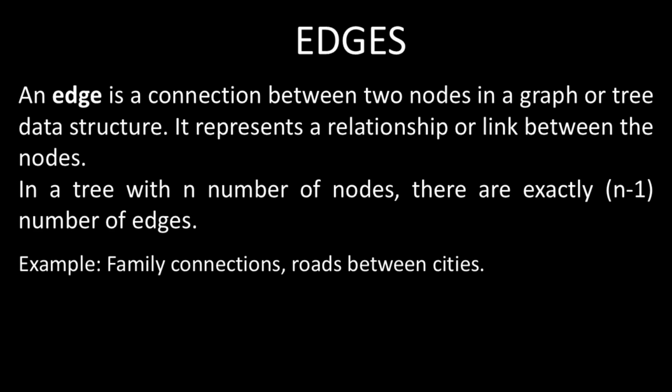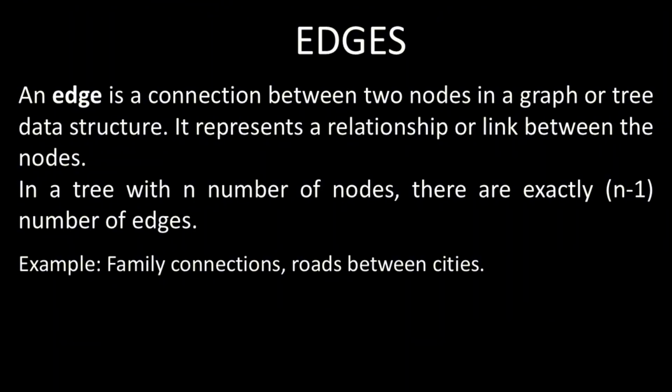So, let's move to the edges. An edge is a connection between two nodes in a graph or tree data structure. It represents a relationship or link between the nodes. In a tree with n nodes, there are exactly n minus 1 edges. Examples of edges in real life: family connections, roads between cities.